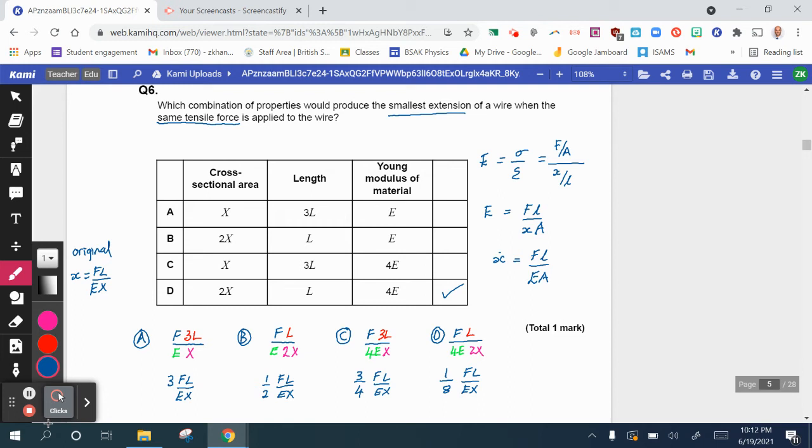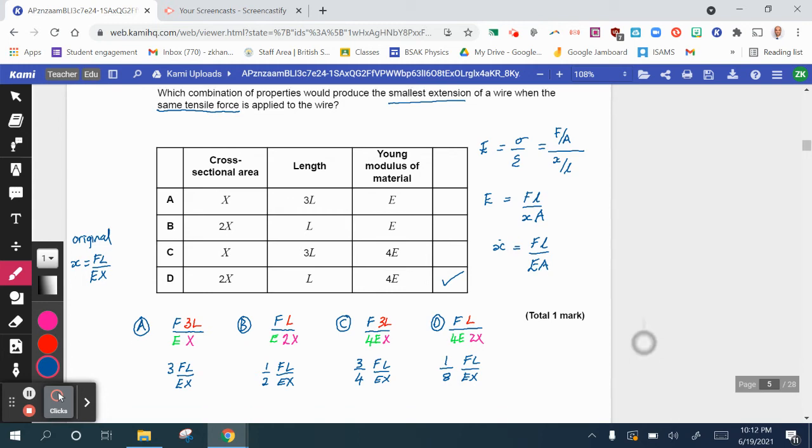We could actually write X here, X here, X here, because we know that is equal to X, but I've just left it there. So we can see clearly that that's 3 times the original extension, half times the original extension, 3/4 times the original extension, and then 1/8 times the original extension. So that there is the smallest. An eighth of whatever we had at the beginning is much smaller than all of these.